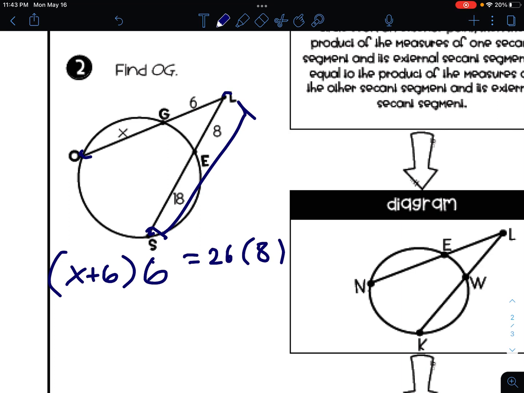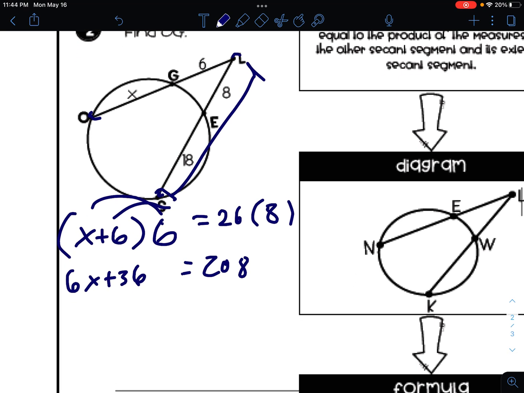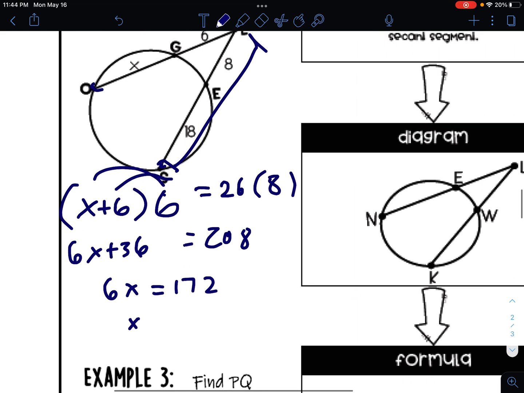And then we can multiply everything out and distribute: 6x plus 36 is equal to 26 times 8, which gives us a grand total of 208. And then we would subtract 36. We get 6x equals 172. And then we're going to take 172 and divide by 6 and get a grand total of 28.6 repeating.